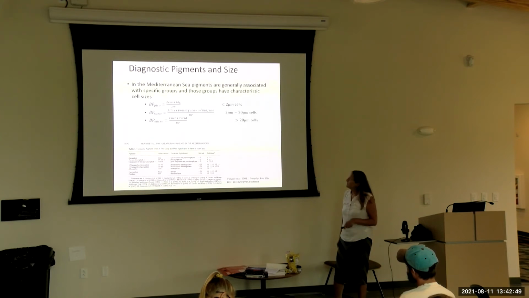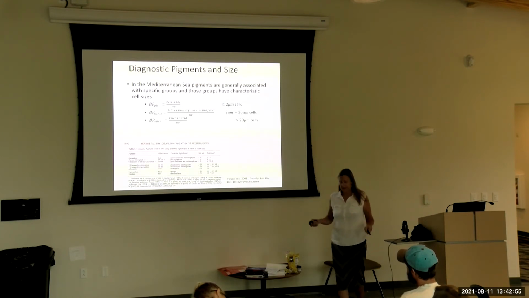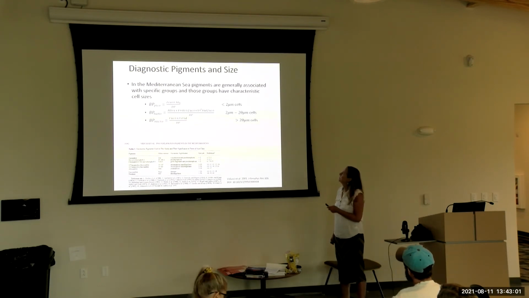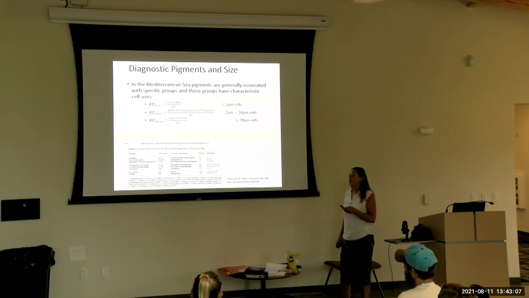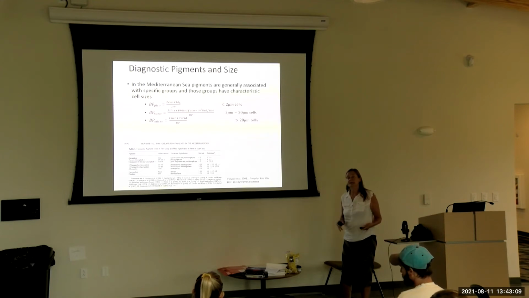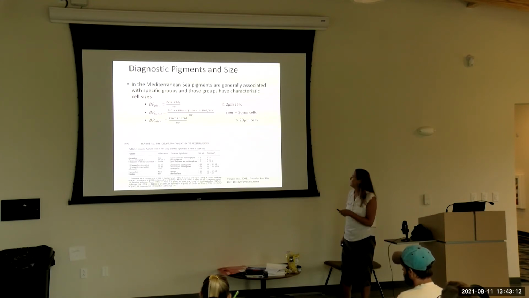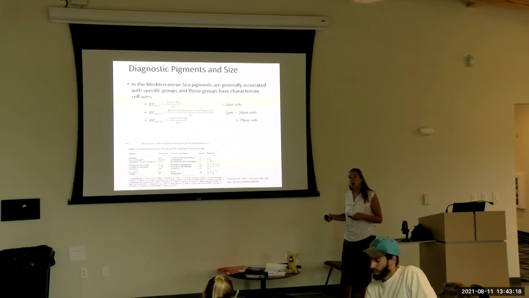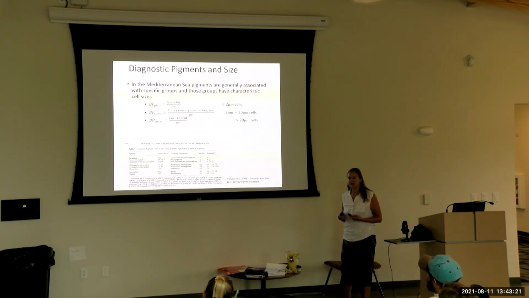And so in the Mediterranean Sea, when they measure the HPLC pigments and they look under a microscope, they tend to find that there are pigments that are associated with specific groups of phytoplankton. And those groups tend to have specific cell sizes. And so Vidussi, in their 2001 paper, said, well, when we see zeaxanthin and chlorophyll b, that is always associated with picoplankton in our stations. And when we see alloxanthin and 19-hex and 19-but, those are nanoplankton-sized species.